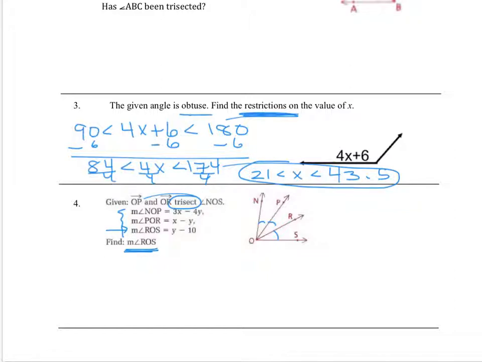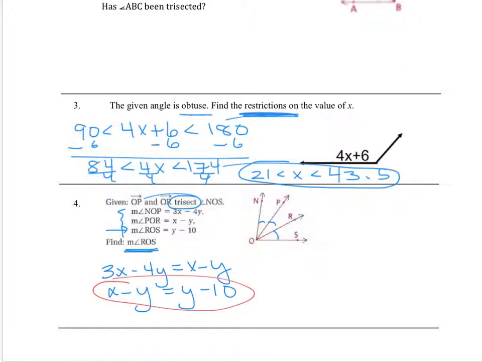Okay, and there's a couple of different systems we could set up, but I'm just going to take the first 2 angles, 3x minus 4y, and set them equal to each other. And then I'll take the second 2 angles, x minus y equals y minus 10. Okay, and there's a couple of different ways you could solve it. I'm actually going to take this second equation here and solve for x. Okay, so I'm going to add y to both sides. So I'm going to get that x equals 2y minus 10, and then I will use substitution.